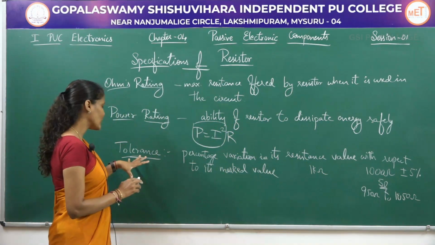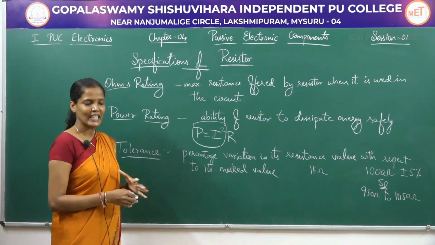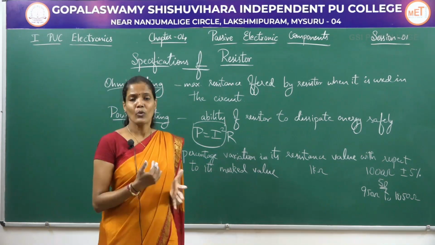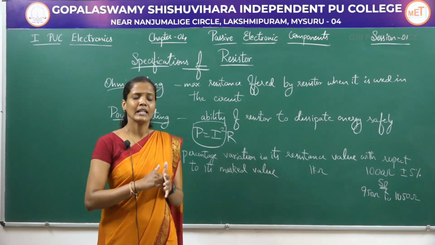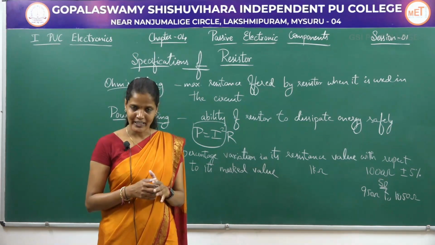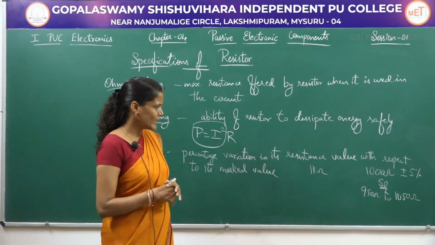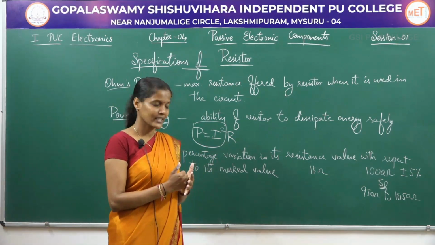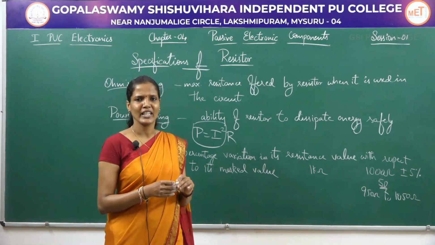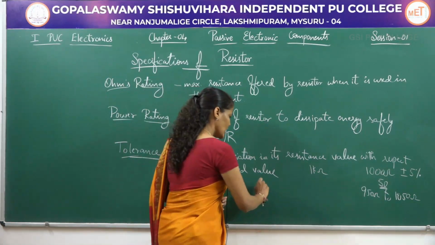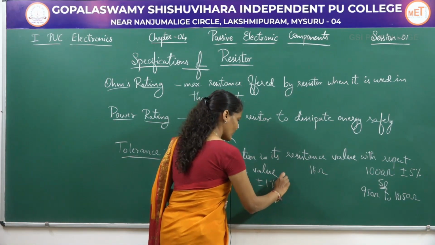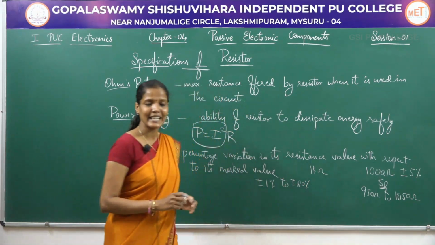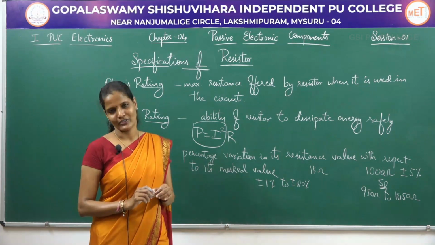So that is the meaning of tolerance, that is the percentage variation in its resistance value with respect to its marked value. Whatever the resistance is marked, accordingly there will be a tolerance value for each and every resistor, depending upon which its value will either increase or decrease. So tolerance is the percentage variation, and that percentage variation will lie from plus or minus 1% to plus or minus 20%, as we have already seen in the color coding table of the resistor.